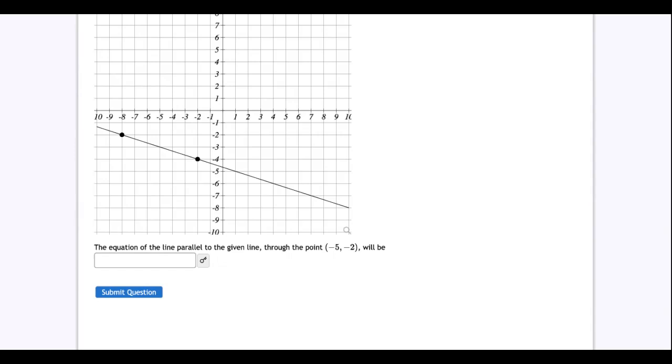Can we please do this question? Sure. First, do you see 2 points? Okay, how do we find the slope of this given line? Can you give me 2 points? We would take the 2 points that are shown, -2, -4, and -8, -2. Right? We're going to use these 2 points.